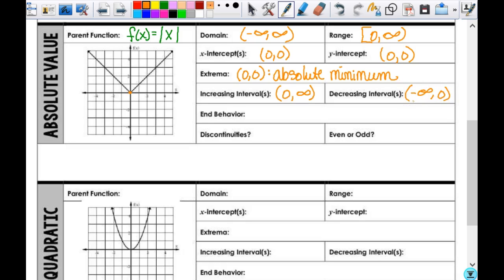Okay. You want this filled out neatly and well, because this is going to become a very important resource for you to refer back to often. All right, so then end behavior. We have to start out with, as x approaches infinity, f of x approaches what?